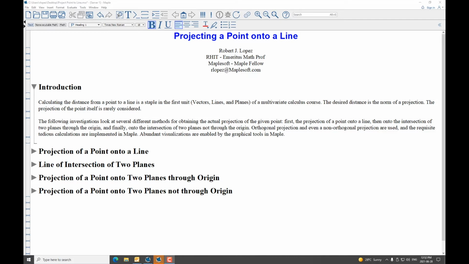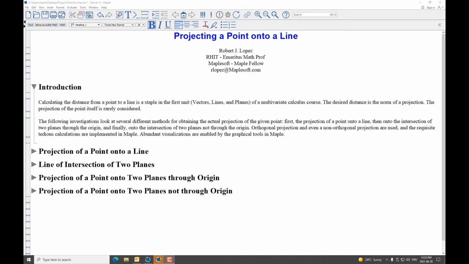But the projection of the point itself is not often considered. So in this webinar, we're going to look at several different methods for obtaining the projection as a point. We're going to look at the projection of a point onto a line, and then onto the intersection of two planes through the origin, and then onto the intersection of two planes not through the origin. Orthogonal projection and even a non-orthogonal projection are going to be used.